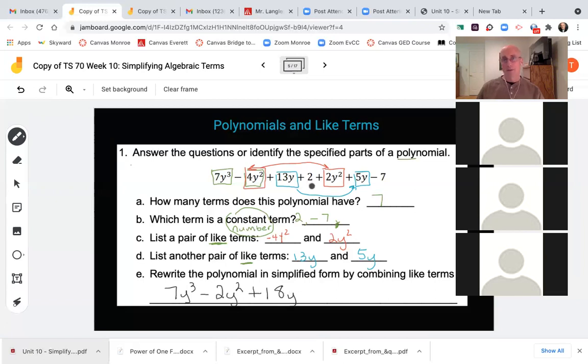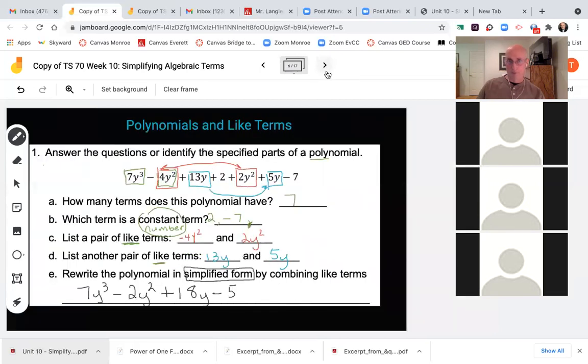Now let's do what's left. What's left is a +2 and a -7, which would be a -5 here. Plus 2 minus 7, add those two together, you get minus 5. That is what we call simplifying. It says rewrite the polynomial in simplified form. And that's the main big picture concept of tonight, getting to the point where you can simplify polynomials by yourself by combining like terms.